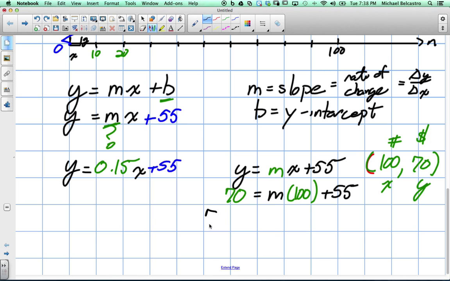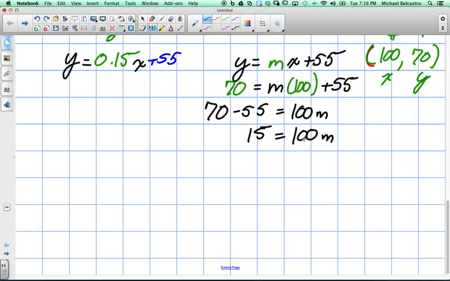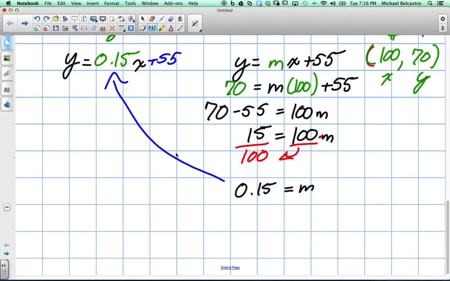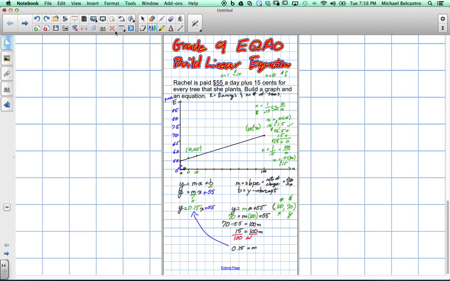So I move 55 to the other side, so 70 minus 55 is equal to 100m, or 100 times m, you can write as 100m, okay? The difference here is 15 is equal to 100m. The goal is to isolate for m. So because this is multiplication, when we move it to the other side, it becomes division, okay? And 15 divided by 100 is 0.15 is equal to m, which is exactly what you said above. So we could have also isolated to find that.